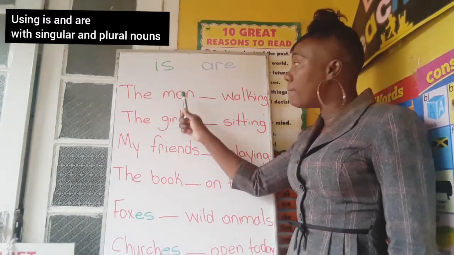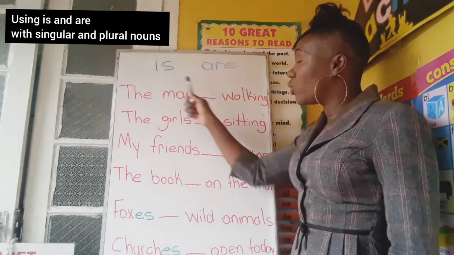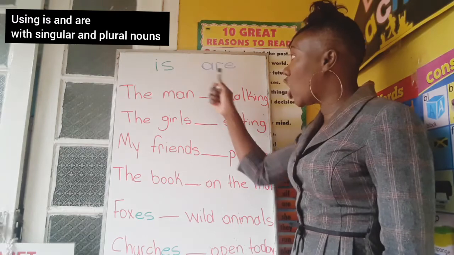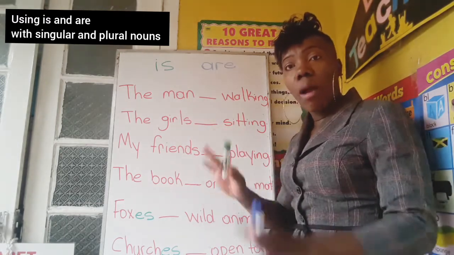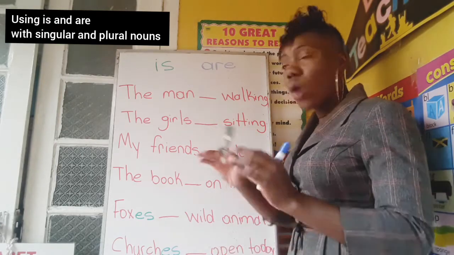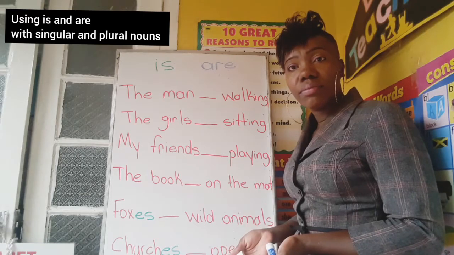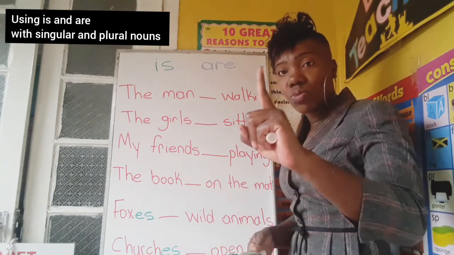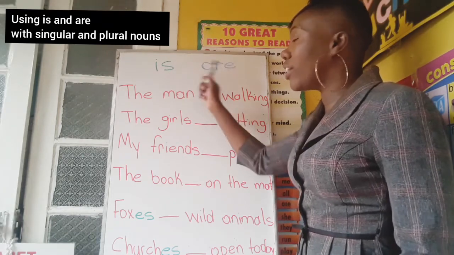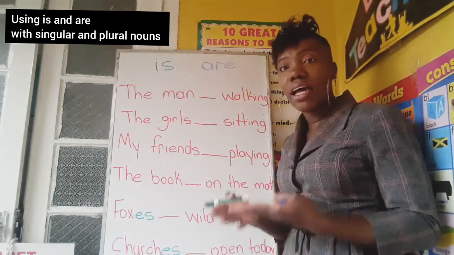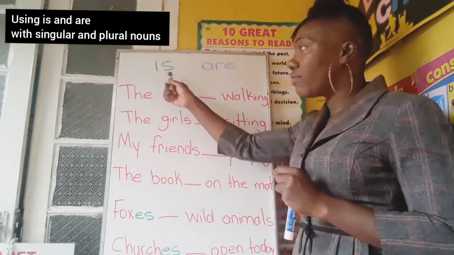The man walking. Which of them? Is it is walking or are walking? Is man singular or plural? Is man one man or two or three? It is what? Singular. So it is one. So which one of these are we supposed to use when you're talking about a singular noun? One. Very good. Is.